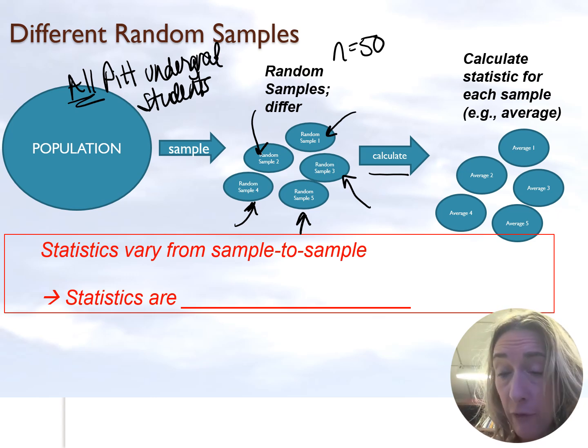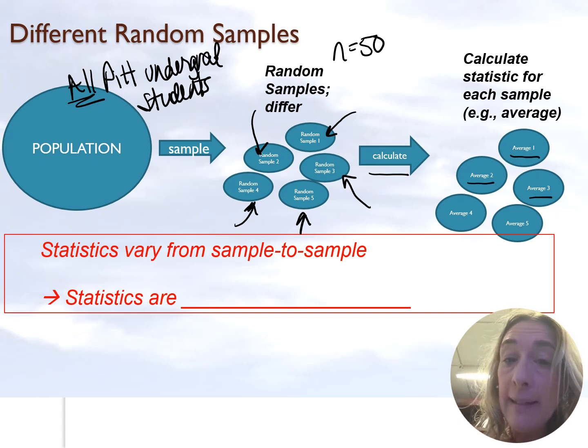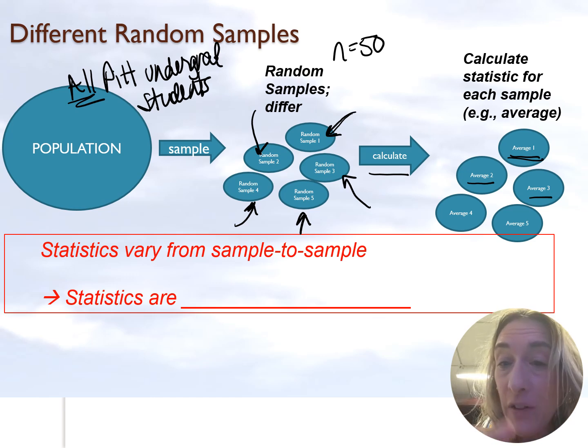So for example, let's say we're going to calculate the average for each sample. Let's say the variable that we're considering is grade point average, or GPA. So for each different sample, we're going to calculate the average GPA. Since the contents of each sample differ, or the students in each sample differ, the average GPA associated with that sample is going to differ.